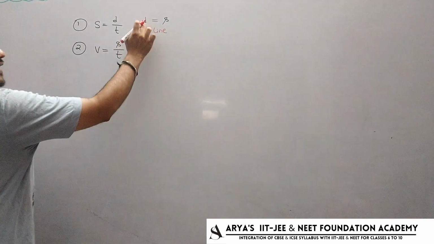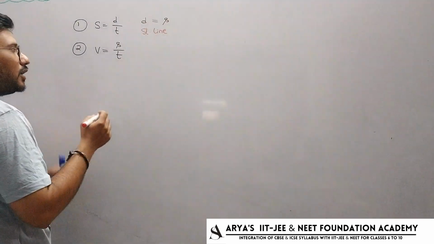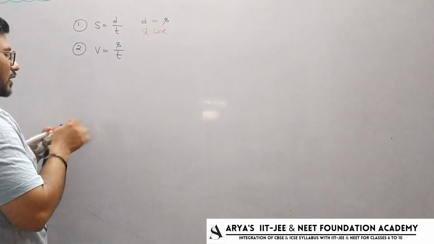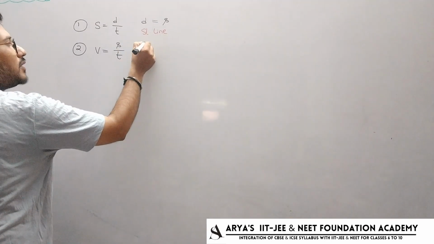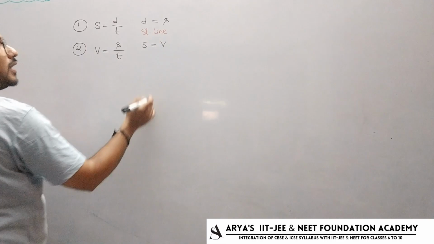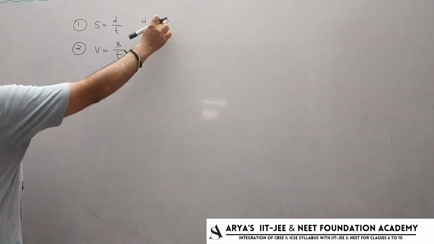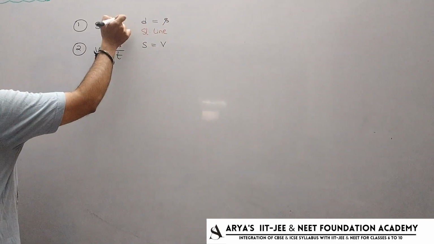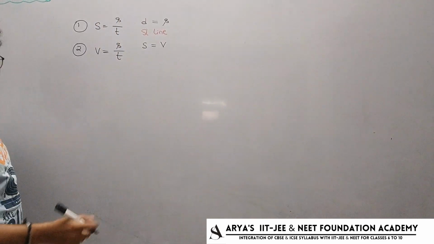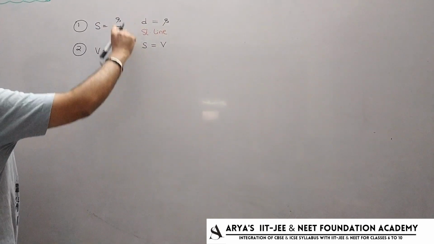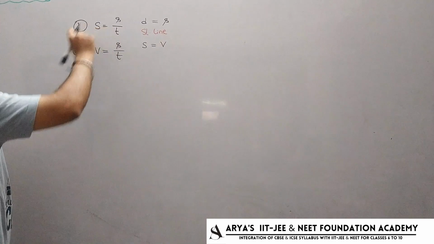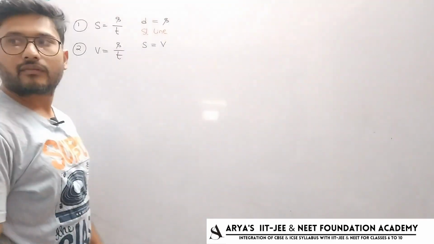Next, when D value is equal to S value, you have to understand one thing. Speed value and velocity value also should be equal. Why? Because you see, instead of D you substitute S, it becomes S by T. This is also S by T, then both should be the same. So speed is equal to velocity.